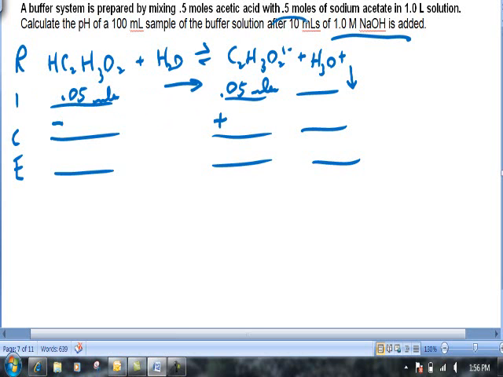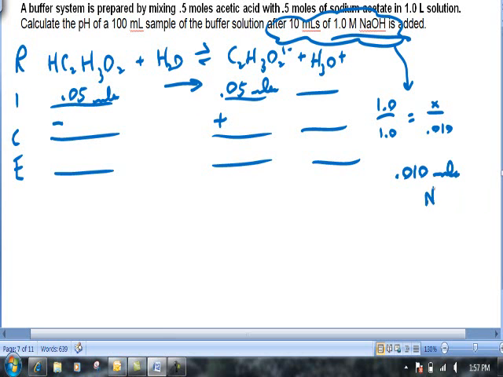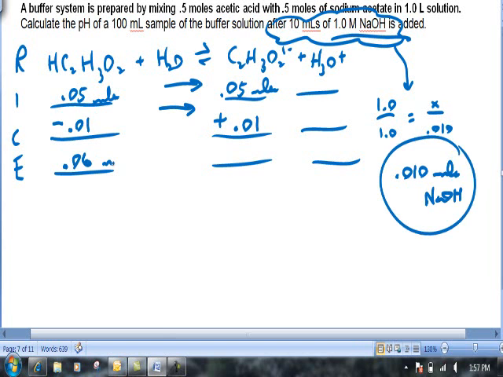The size of the change is based on how many moles are present in our base sample that we've added. Using a proportion, we can find out we have 0.010 moles of sodium hydroxide being added to the system. That gives us the size of our change. The acid's going to go down by 0.01. The salt's going to go up by 0.01 as the reaction shifts to the right in response to the base. So our acid will be 0.04 moles at equilibrium.